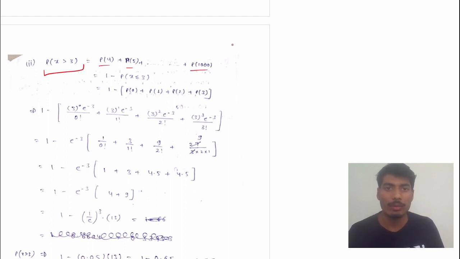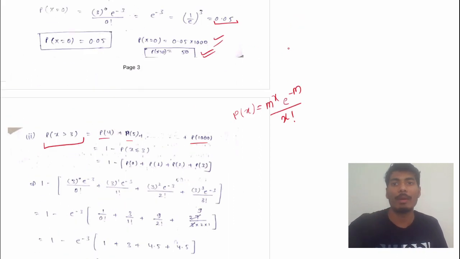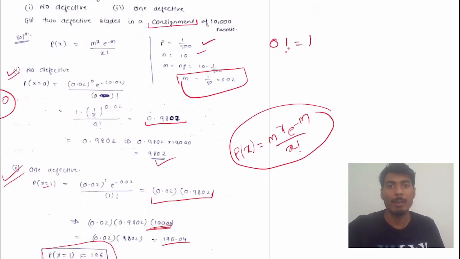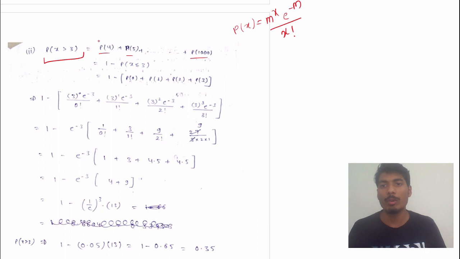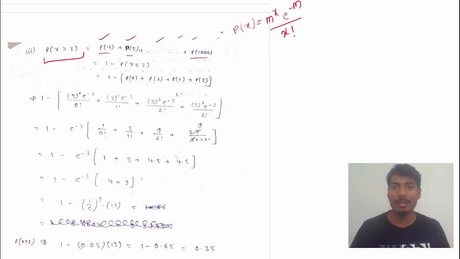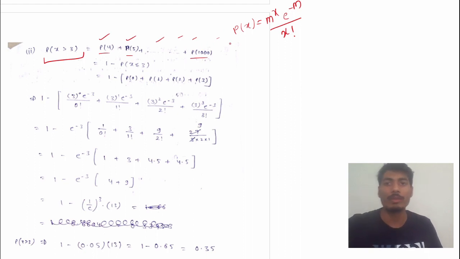So we use the formula P of x equal to m to the power x, e to the power minus m, divided by x factorial. So we would use the formula for P of 4, P of 5, P of 6, P of 7, P of 8, up to P of 1,000. So this is a very lengthy process. We can't do this, so we can't use this process. So we use our brain.